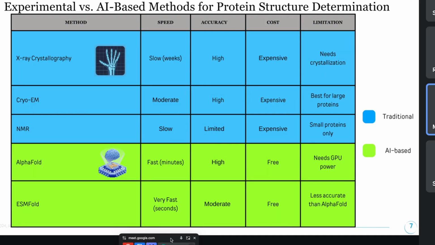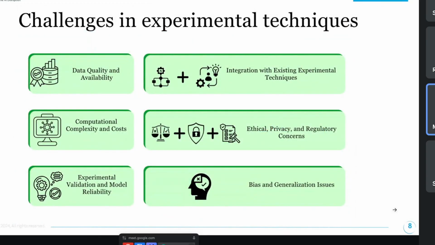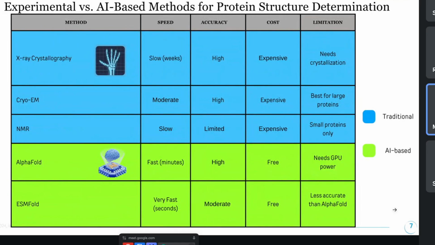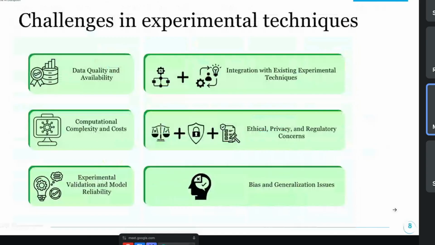So that is a bit about the experimental, the traditional and the AI-based methods that were used for protein structure determination. Next. Now we are going to talk about challenges in experimental techniques. Like I said, for X-ray crystallography, cryo-EM, and NMR, the challenges were plenty.